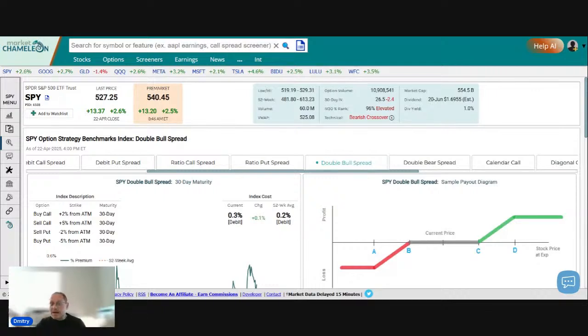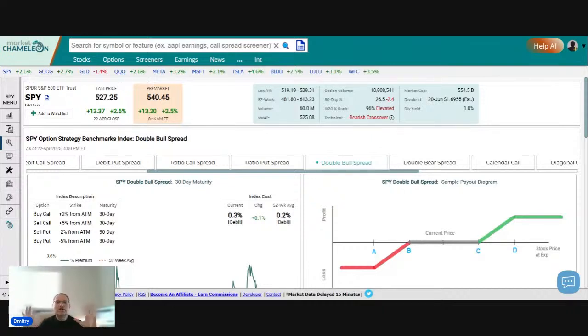So it will depend on the cost of each spread. You could end up with a net debit or net credit, right? So if you're paying more for the call spread than you're receiving for the put spread, you're going to end up with a debit. If you're paying one price for the call spread, but you receive more for selling the put spread, then you'll end up with a net credit. Okay, so that will depend on how the options and prices line up.